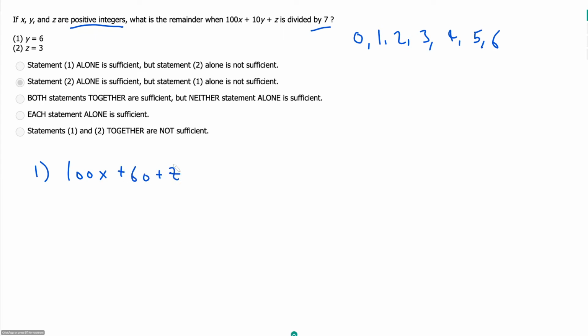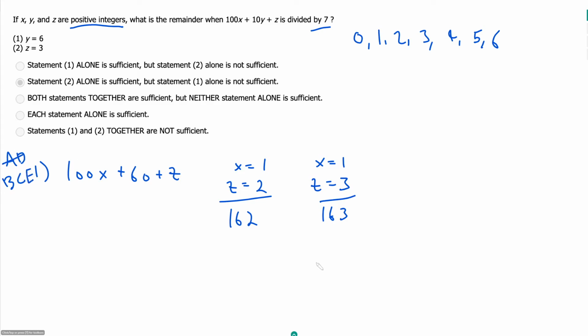And so I might start by trying to approach this just by testing numbers. To start, let's just say x is 1 and z is 2. And then I can also look at what I get when x is 1 and z is 3. So when x is 1, z is 2, I'll have 162. And when z is 3, I'm just increasing this number by 1, so I have 163.